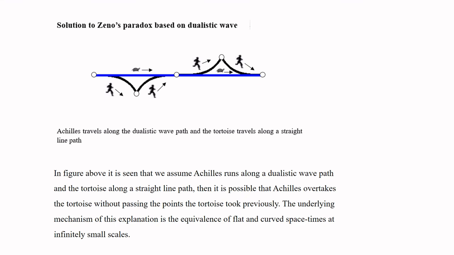Here it shows the solution to Zeno's paradox based on dualistic wave. This figure shows that Achilles travels along a dualistic wave path, and the tortoise travels along a straight line path. In the figure above, we assume Achilles runs along a dualistic wave path. It's like this, a curved path.